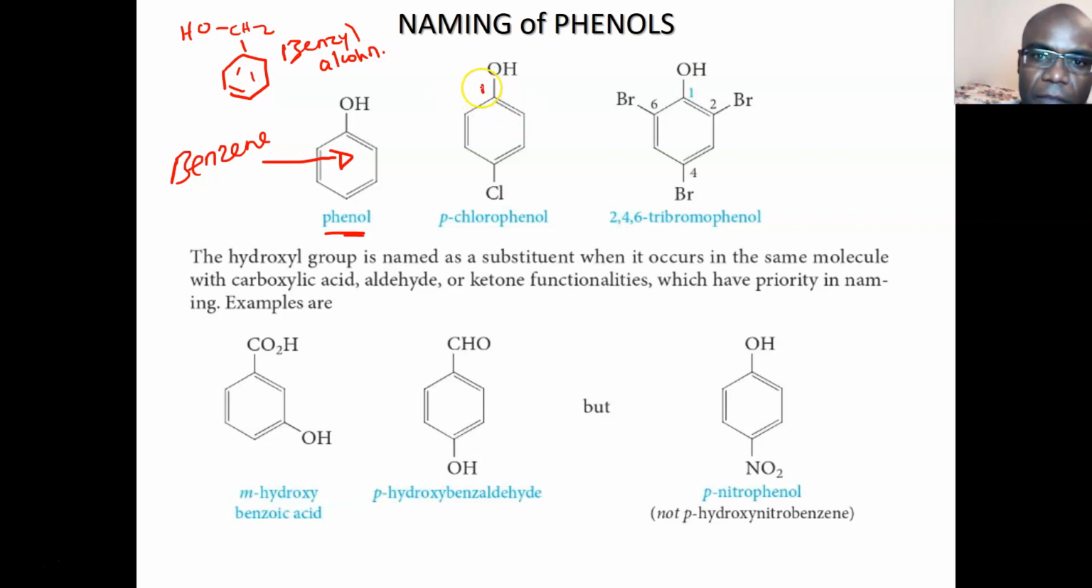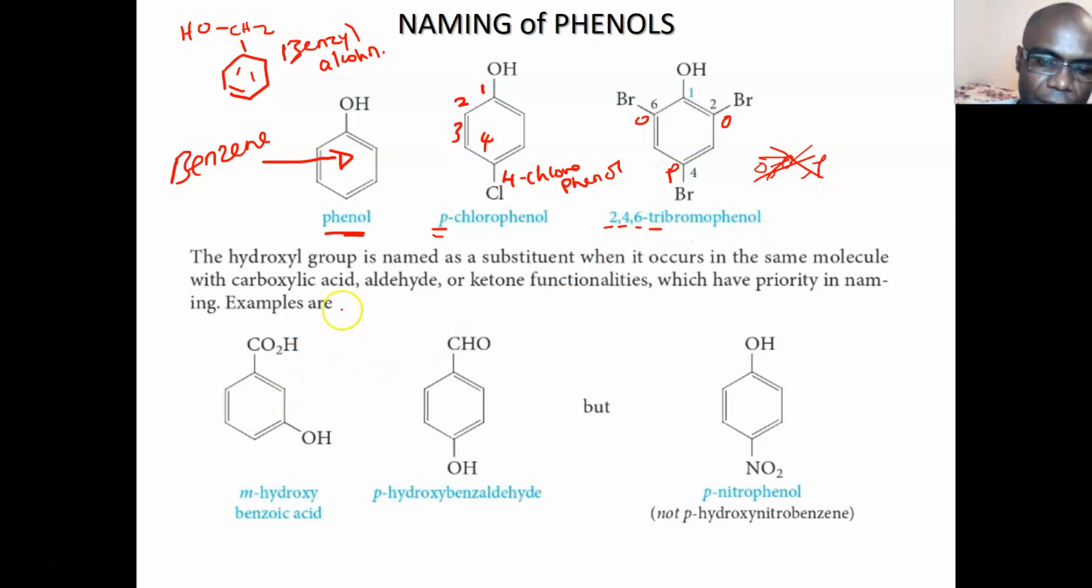OH gets priority, so 1, 2, 3, 4. This can be called 4-chlorophenol. Otherwise, it can be called para-chlorophenol because the chloro is on the 4th carbon. Here you have the bromines on the orthos and the para, so it's hard to say ortho, para, tribromo. No, that sounds messy. So we use the numbering system. So it will be 2, 4, 6. There are 3 bromines, 2,4,6-tribromophenol.